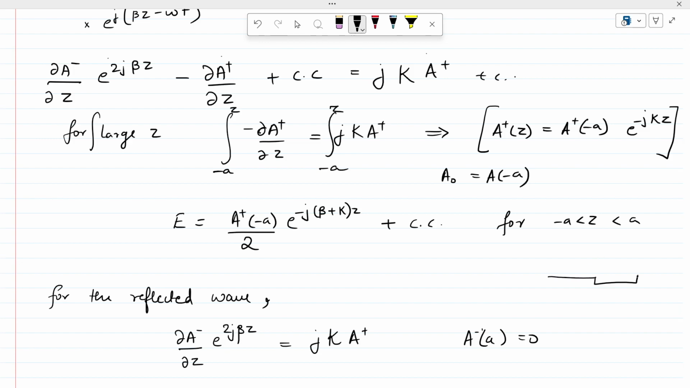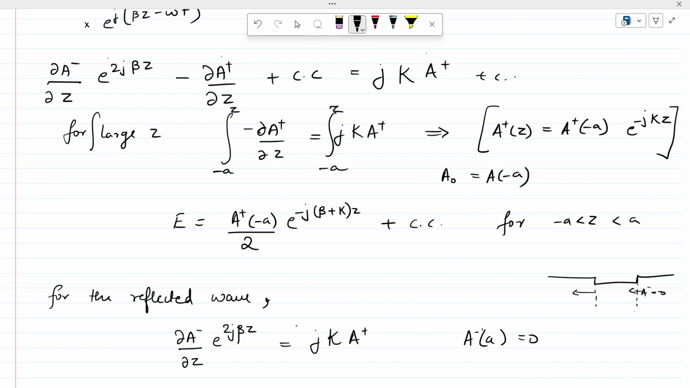So if this is my perturbed region, here the backward propagating amplitude is 0, because we are not getting any reflections from this region. So at this point the backward propagating will be 0, and at this point it will be the max. All the backward propagating wave is coming only from the perturbed region. So A minus of a is 0.